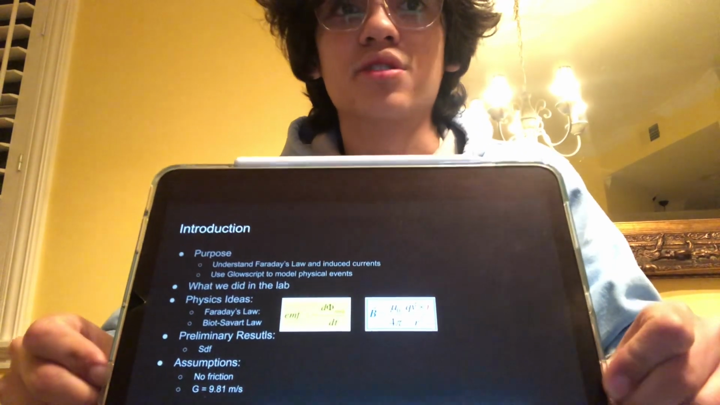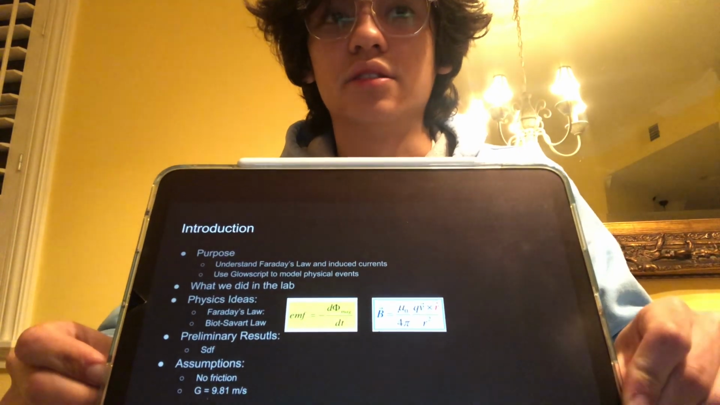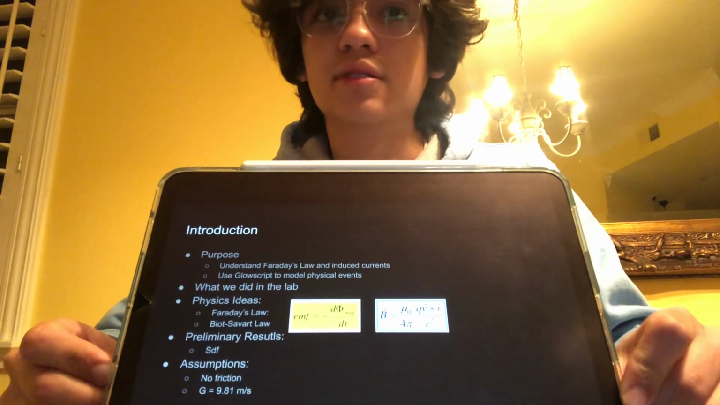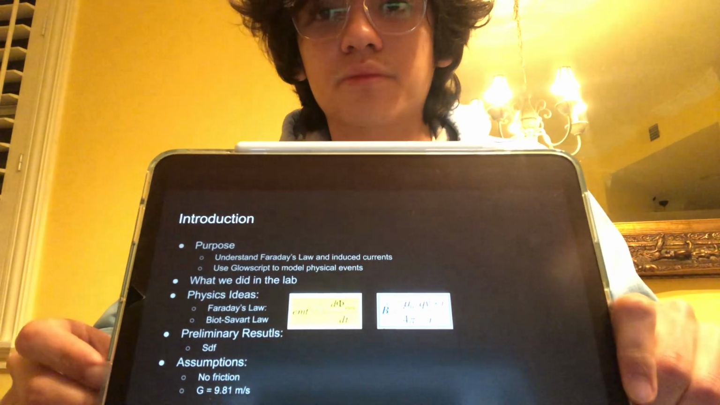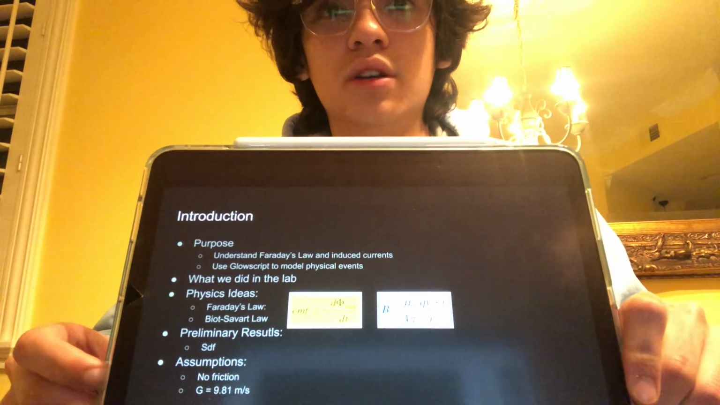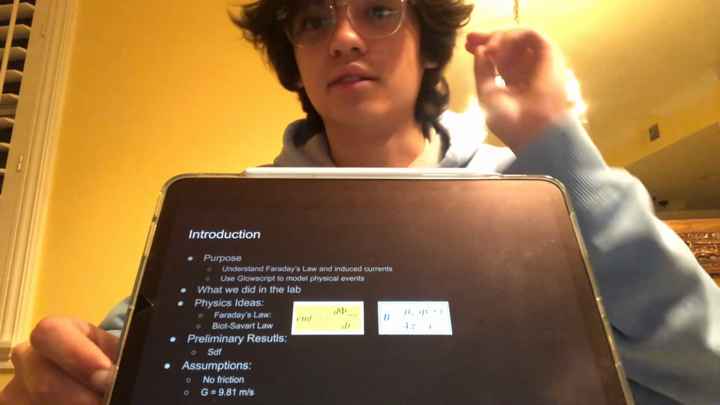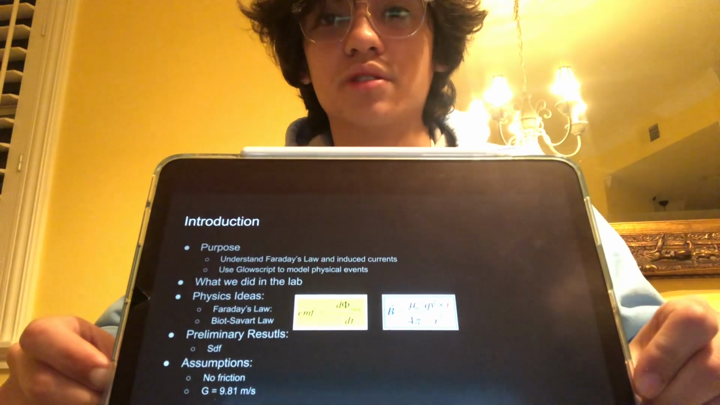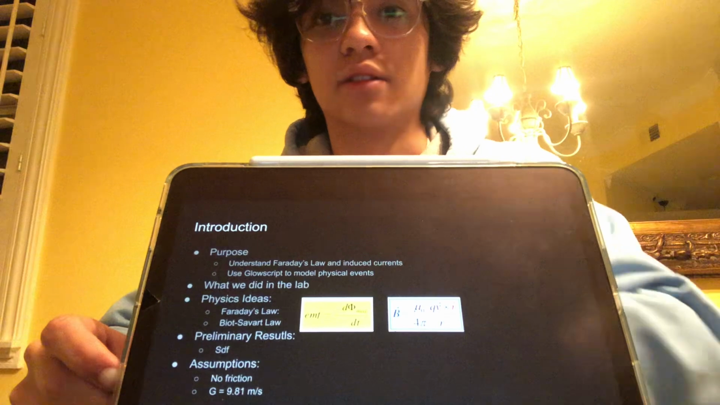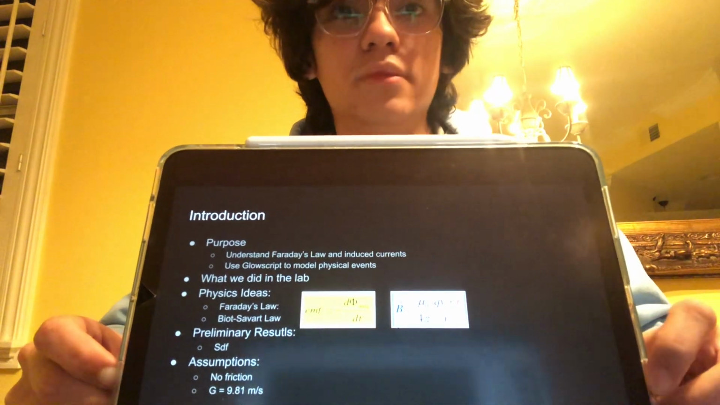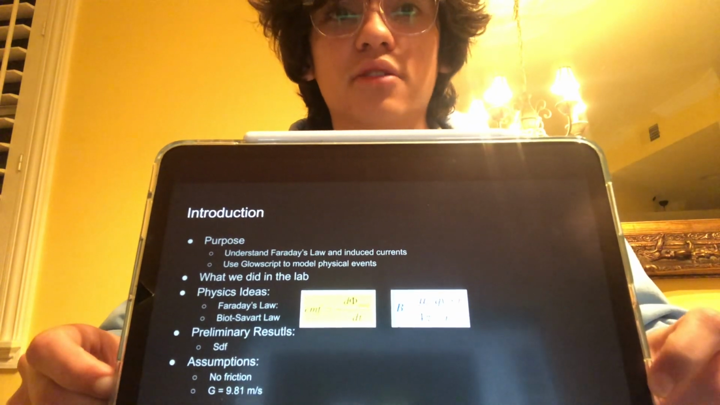So for the introduction, the purpose of the lab was to understand Faraday's law and induced currents and to use GlowScript to model physical events. In the lab, we passed a bar magnet through an aluminum foil roll to create an induced EMF in the roll, so that it creates a force opposing gravity and the magnet falls slower through the tube. The physics ideas present are Faraday's law and the Biot-Savart law.